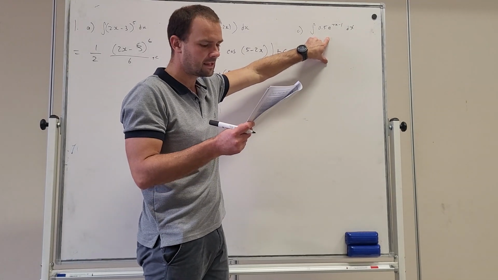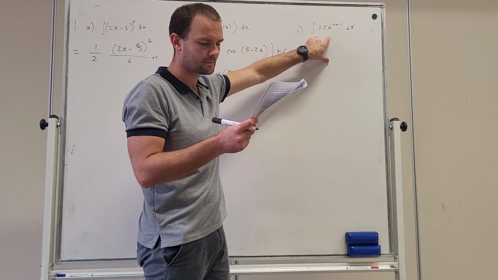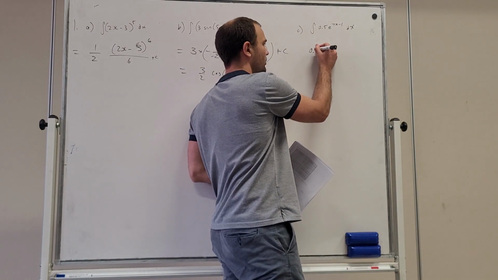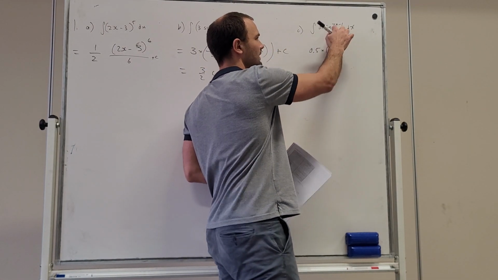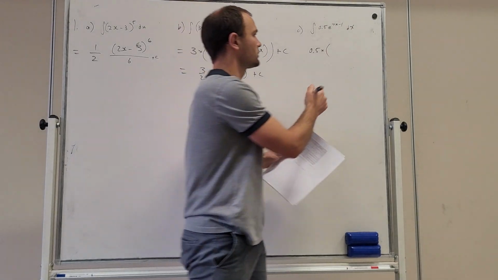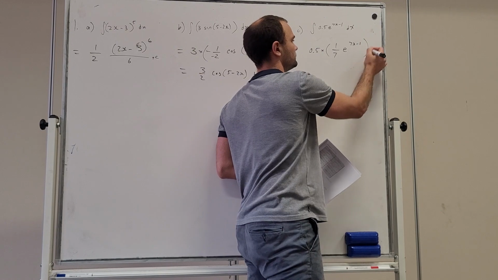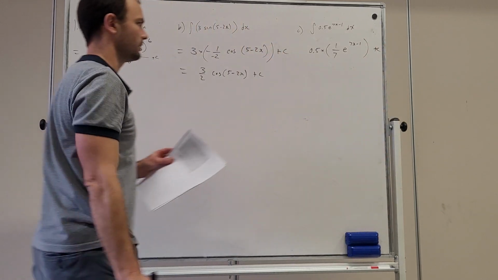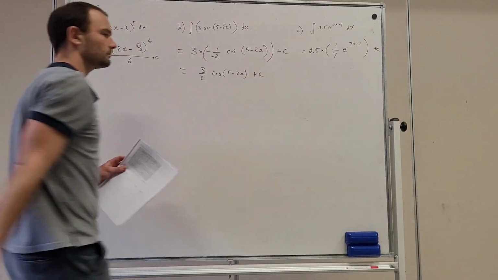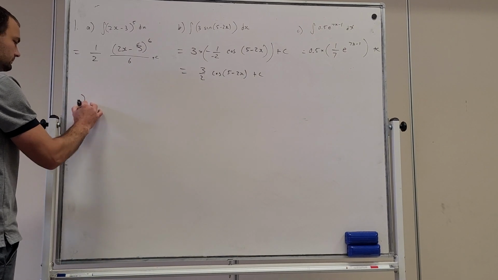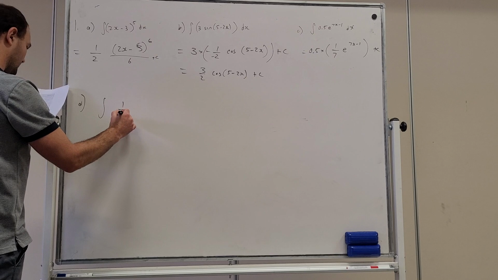Okay, on to C, we have the integral of 0.5 times e to the 7x take 1. So the 0.5, that's just hanging out, it's 0.5 times, and we've got e to the ax plus b goes to 1 on a, e to the ax plus b. And then plus c on the end. Alright, and then last one, 1 on 3x plus 2.